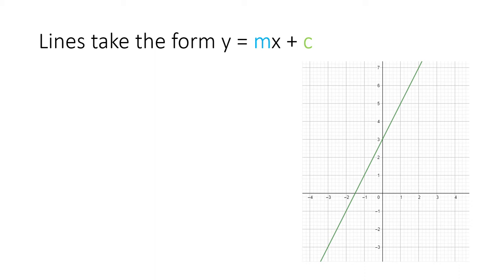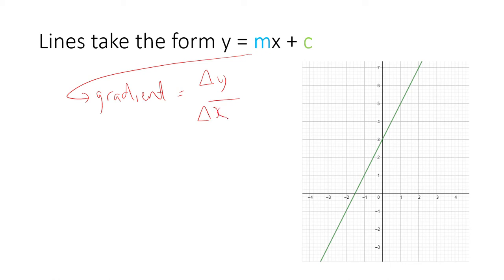In case you don't know already, m stands for the gradient, and the gradient is defined as the change in y over the change in x. If we look at the graph on the right, we can pick two corner points. I will pick this point here and this point here. To find the change in y, we look at how much it goes up by between those two points, and it goes up by 1, 2, so the change in y is 2.